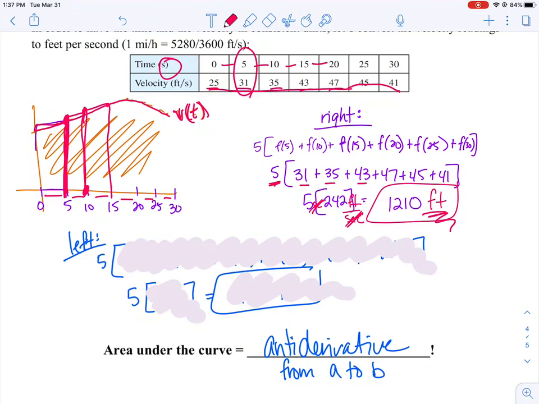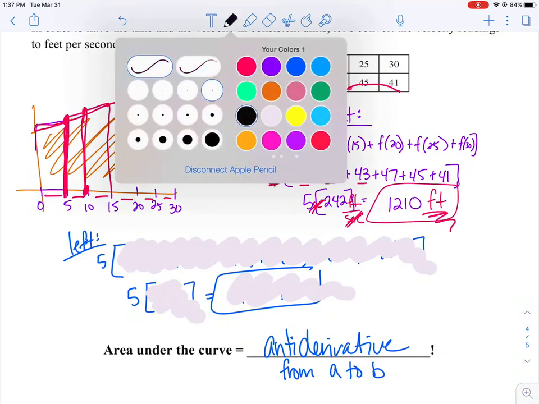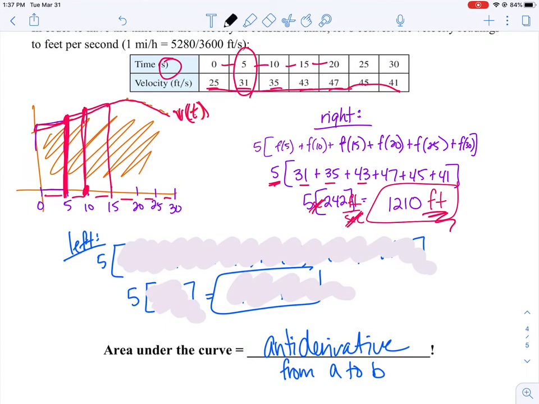So if I'm looking at left endpoints here, I need to change my graph a little bit. Maybe let's use black here. I know that each of my rectangles is still going to be 5 wide, but I need to use left endpoints now. So if I go from the left over, from the left over, from the left over, then I know that all my rectangles are going to be below, and so my estimate is going to be an underestimate. If my function is increasing and I'm using left endpoints, I know that I'm going to have an underestimate.